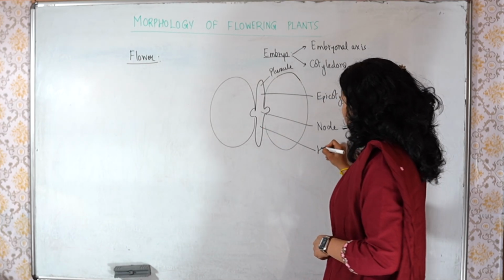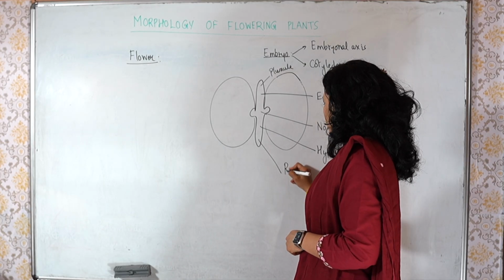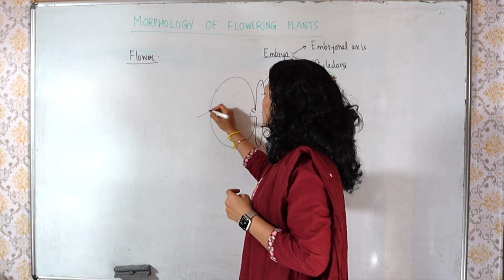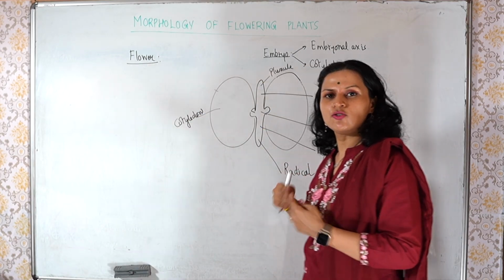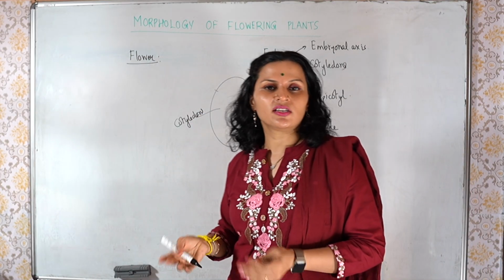Below the node is the hypocotyl. Below the hypocotyl is the radicle. The node will bear two embryonic leaves, that is the cotyledons. In dicotyledonous plants there will be two cotyledons, that's why they call them dicotyledonous plants.